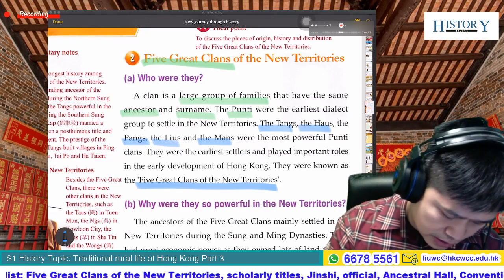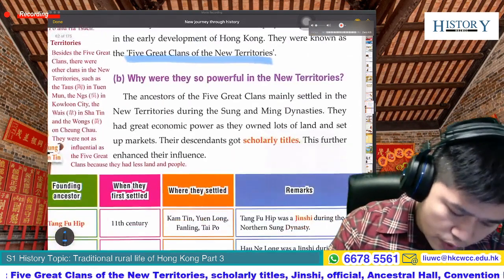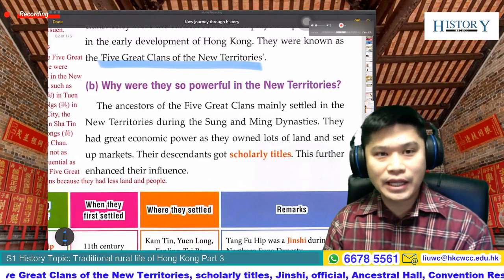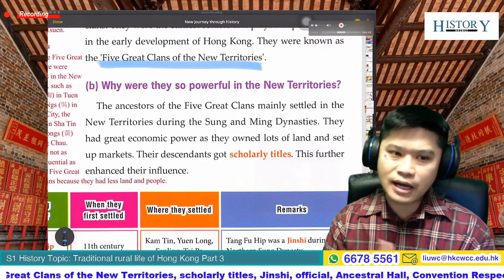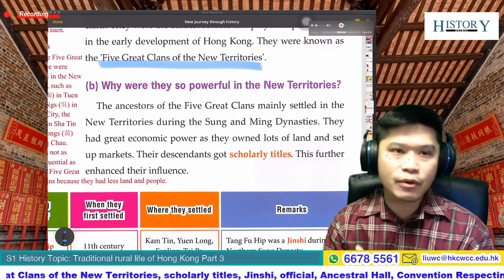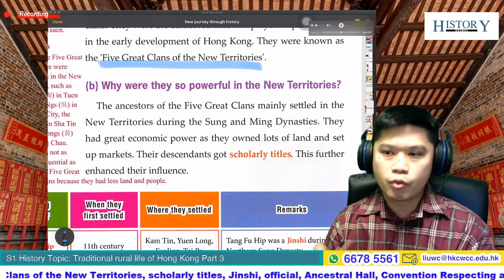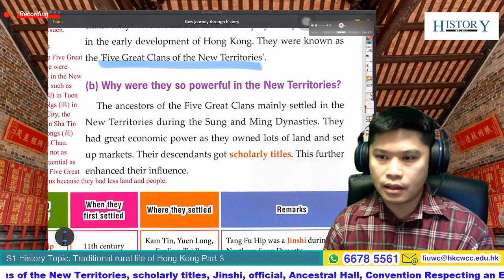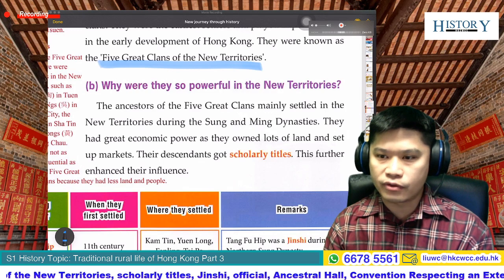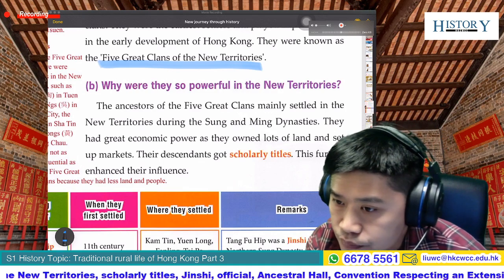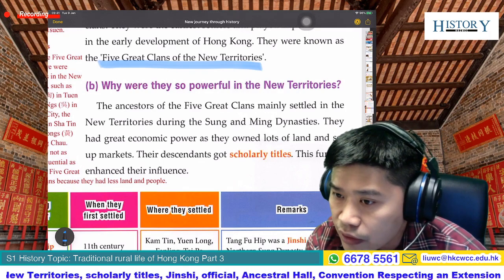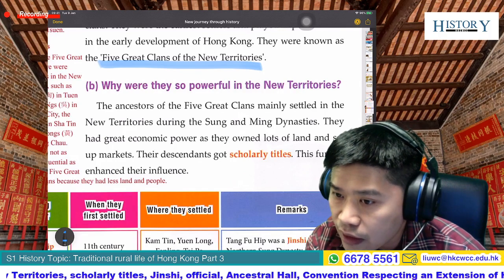Okay, so let's continue. So why were they so powerful in the new territories? So just now we used the word powerful, but why would that be what we call powerful? Okay, yes, I know that.